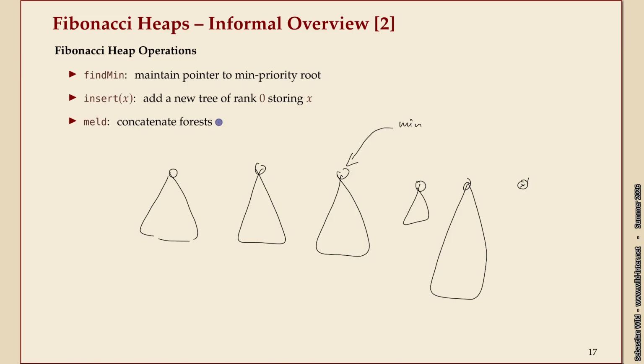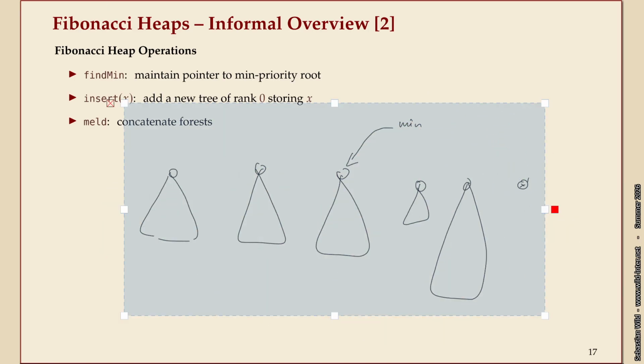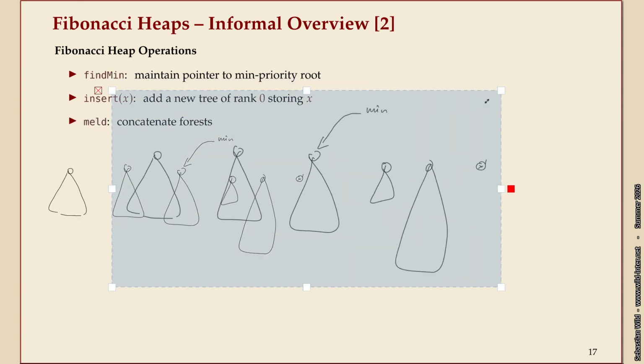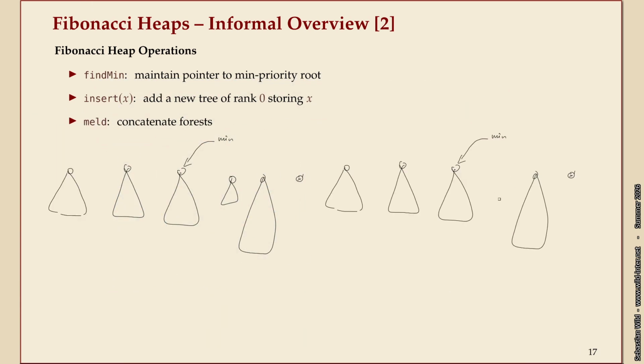Meld: if I want to union two Fibonacci heaps, you just take the union of their collection of trees, put them next to each other, nothing else. The minimum now points to the smaller of the old minima. Also easy. And then you update min to be the smaller of the two mins.